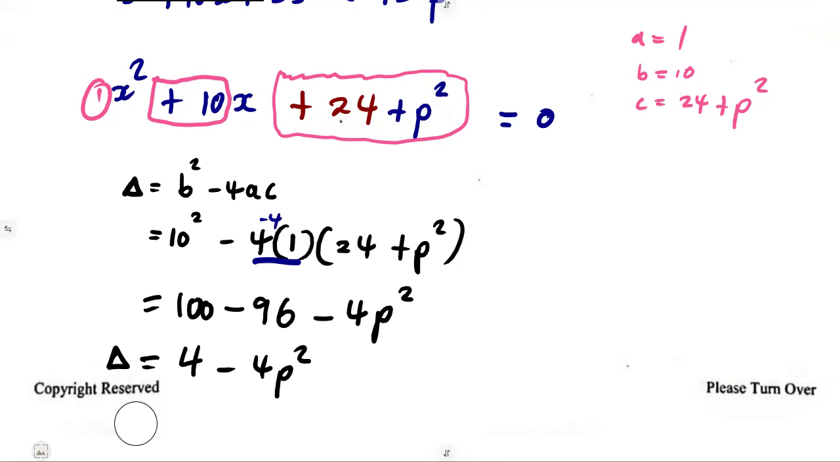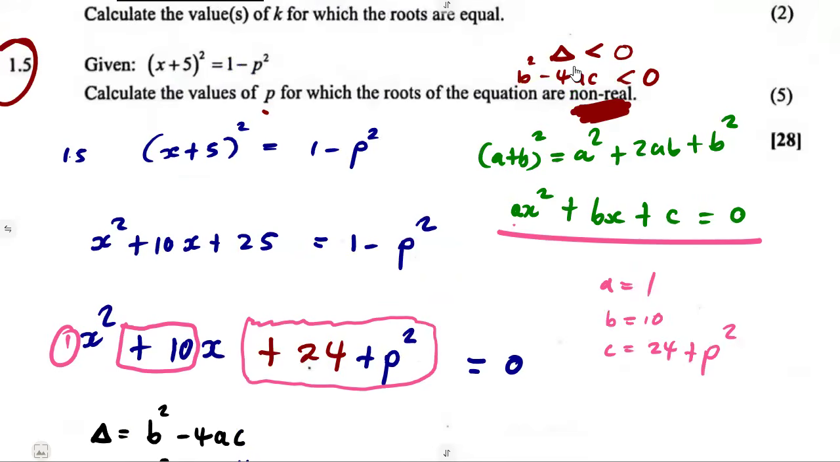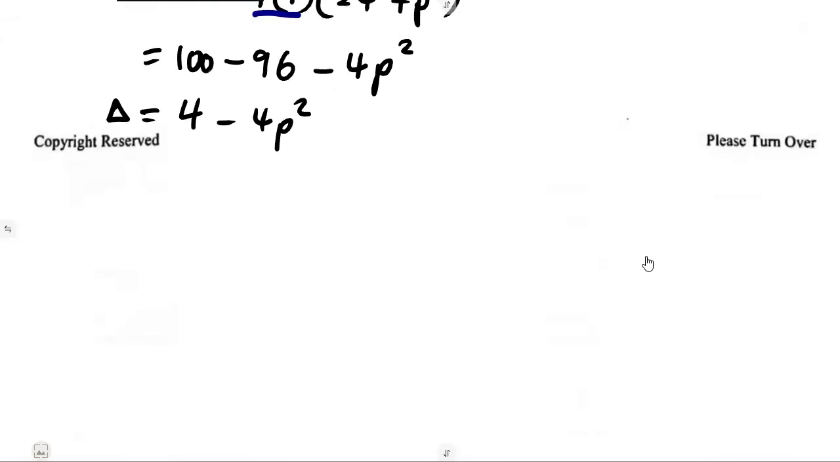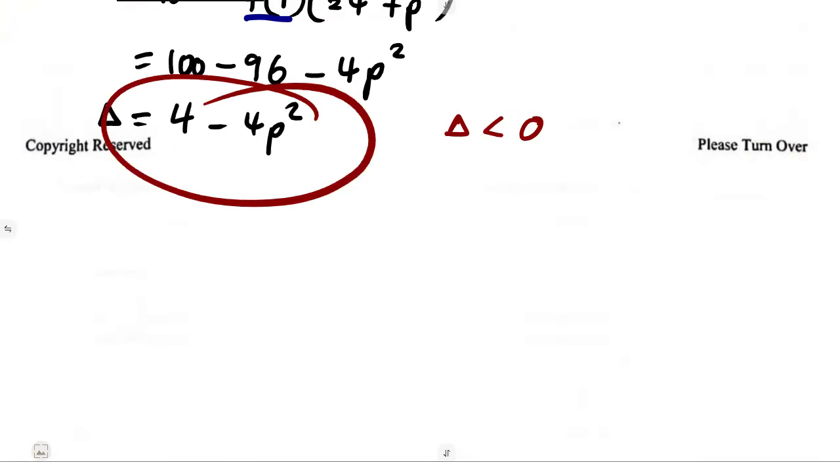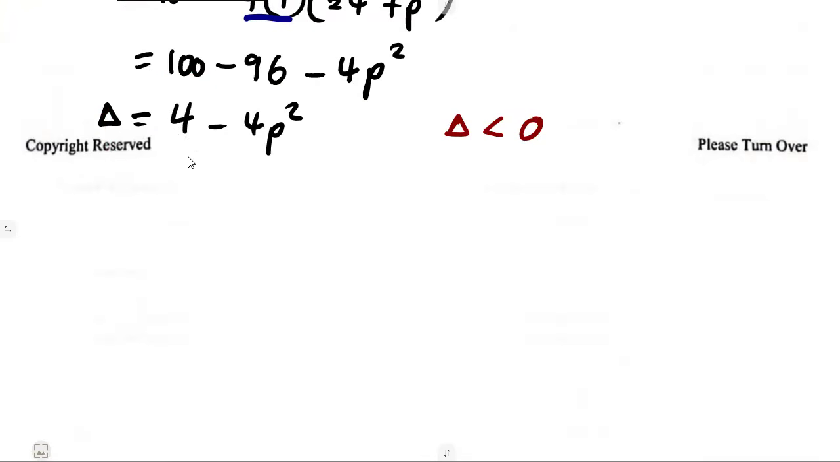That's our delta. But we are saying it is supposed to be less than 0. Calculate the values of p for which the roots of this equation are non-real, meaning to say our delta is supposed to be less than 0 for us to have non-real roots. So we are going to solve this inequality now. Our expression is now 4 minus 4p squared, that is less than 0. An inequality now that you're supposed to solve.